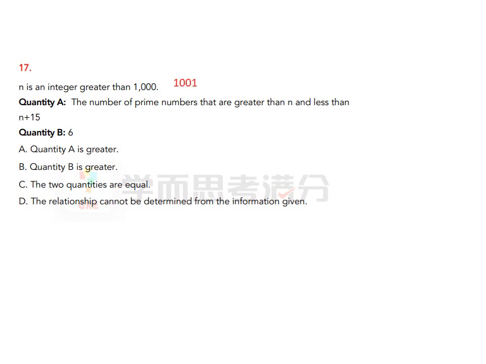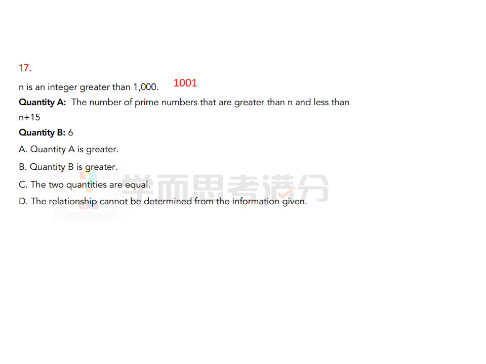Okay, suppose n is 1001, as it is given that it must be greater than 1000. So we have taken 1001. The number of prime numbers that are greater than n and less than n plus 15. So greater than n can be 1002, and n plus 15 will be up to, sorry, 1016, because 1001 plus 15 equals 1016.